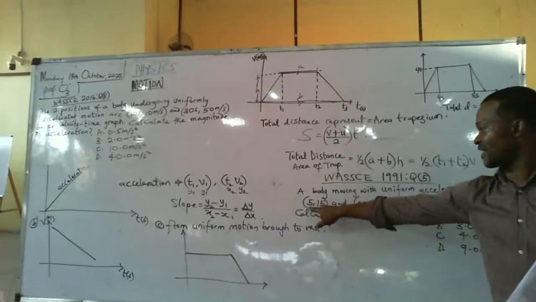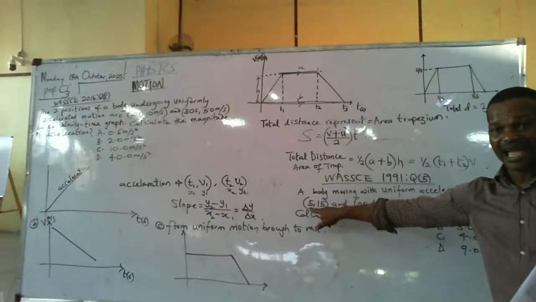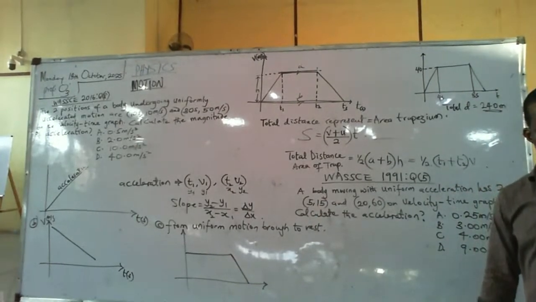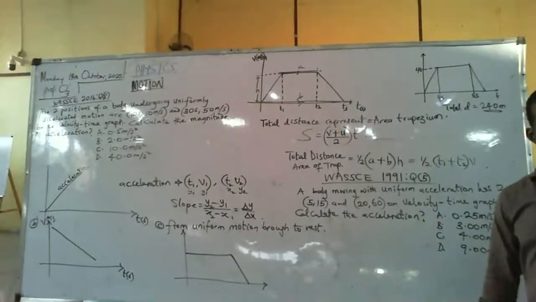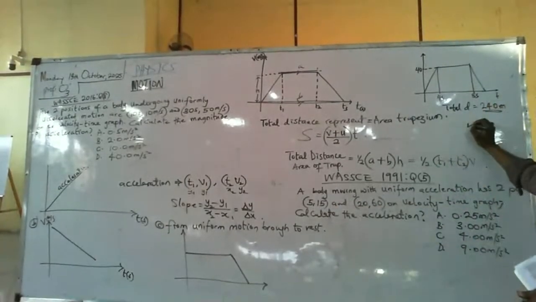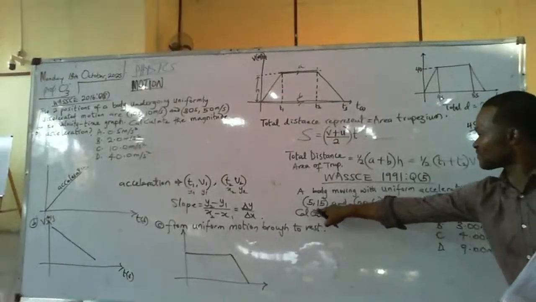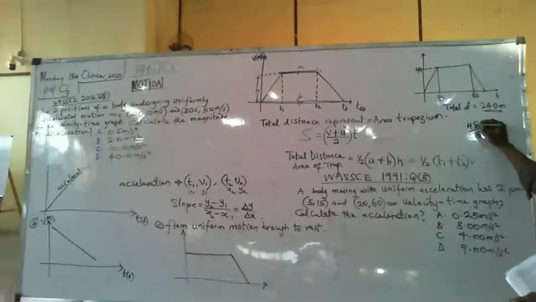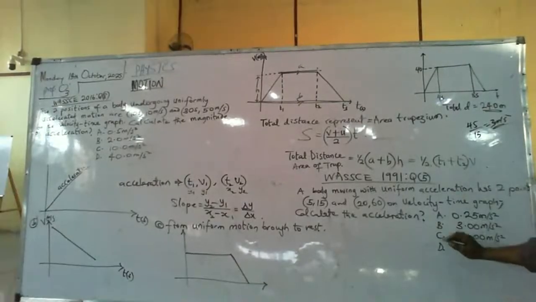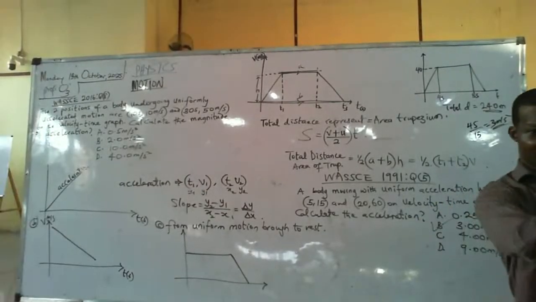20 minus 5, that's 15. Wait, hold on. 60 minus 15 is 45. 45 divided by 20 minus 5, which is 15. 45 divided by 15 is 3. 3 meters per second squared. That's the shortcut. That's correct. Thanks for that.